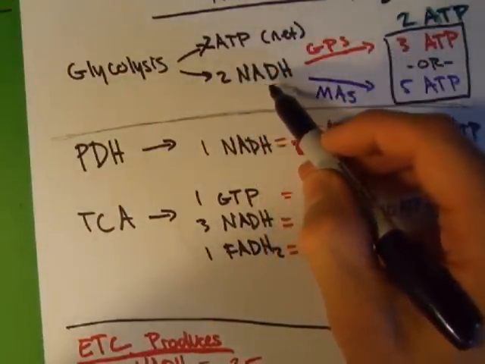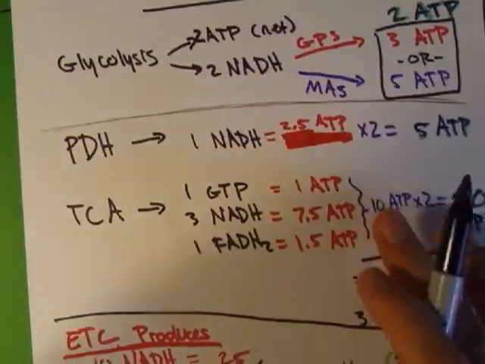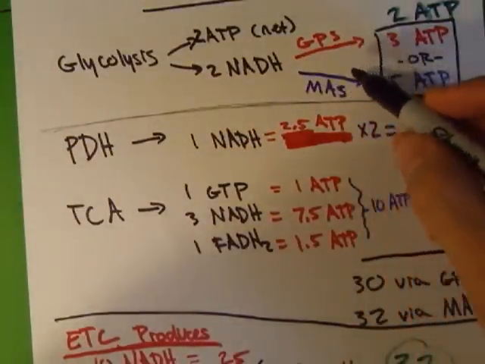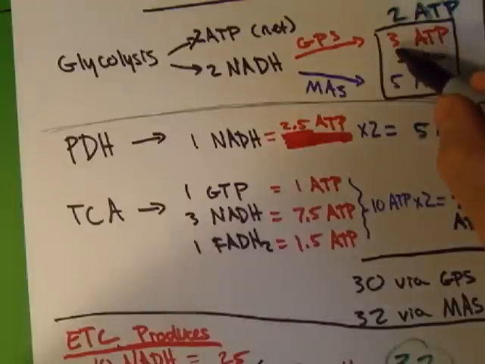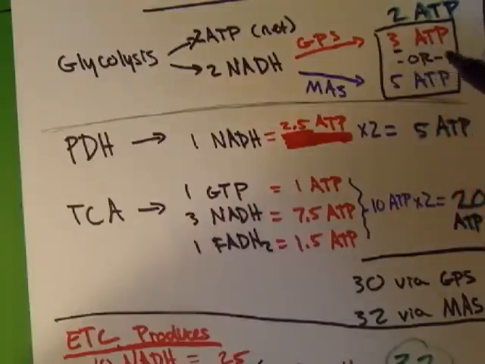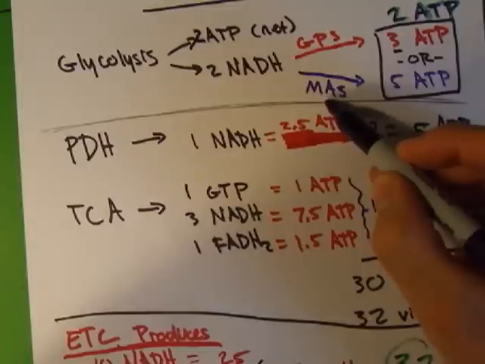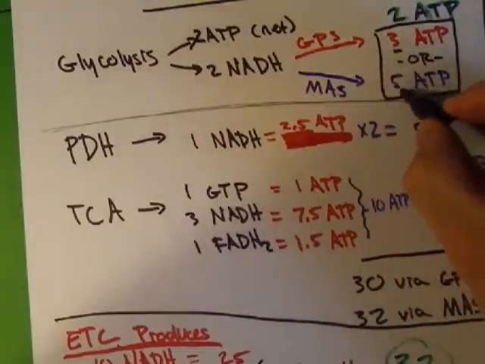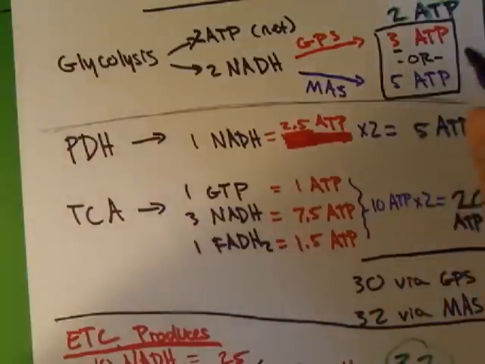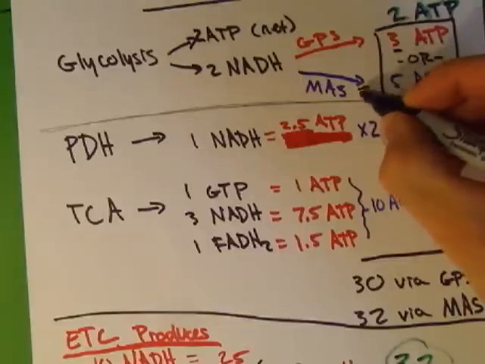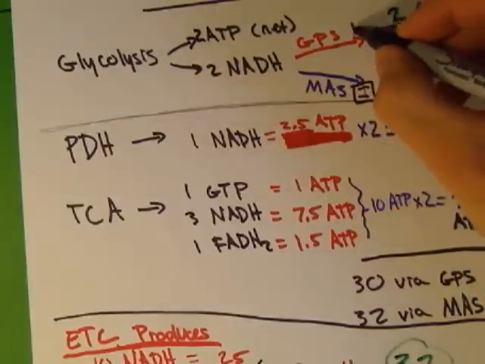We also make 2 NADH, which if it goes through the GPS shuttle, it enters complex 2, so it's going to come in as FAD and only get 3 ATP, whereas if it enters in the MAS shuttle, it's going to enter in complex 1 and get 5 ATP. It'll continue to be NADH. So complex 1, complex 2.